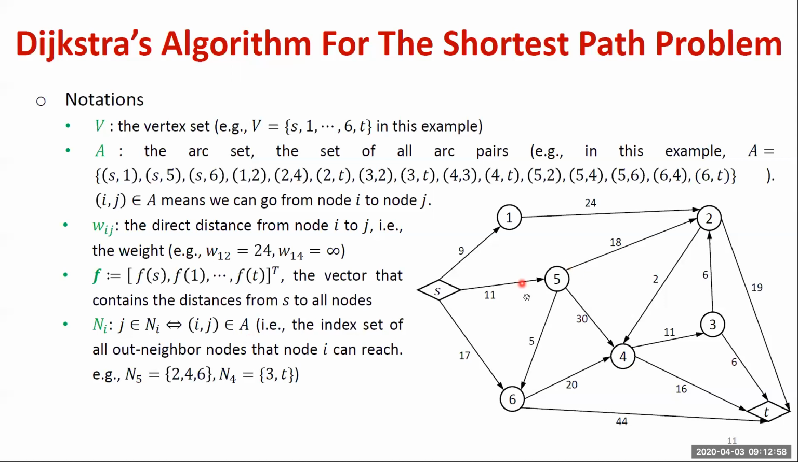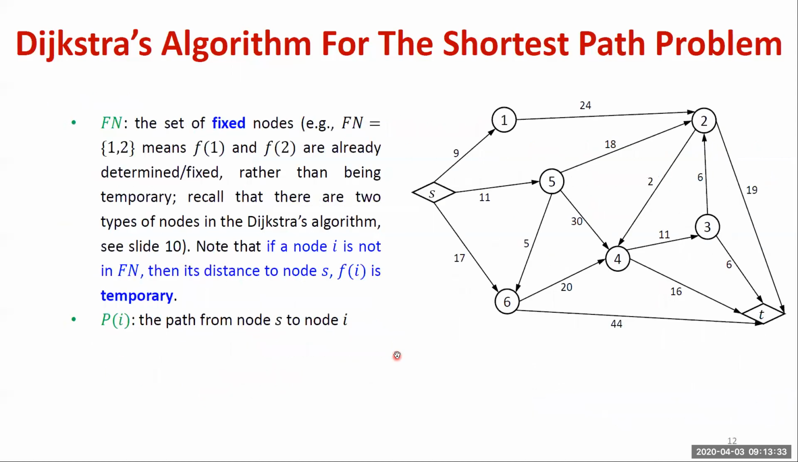Let's say what is N5? That is equivalent to asking from 5, which nodes can I get to? So clearly from 5 I can get to 2, 4 and 6. So N5 equals 2, 4, 6. Another example, 4. What is N4? From 4 I can reach 3 and T. That's it, right? So you have N4 equals 3, T. Okay, in conclusion, again, Ni means the out neighbor nodes that node I can reach. Okay, now we can have a look.